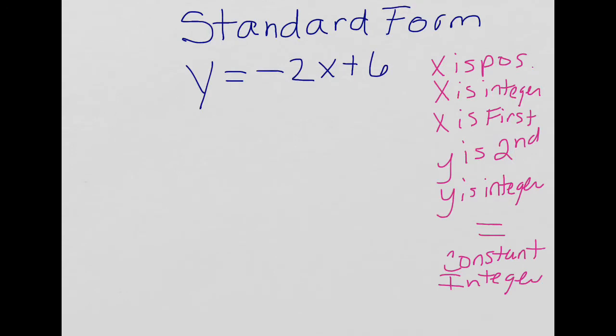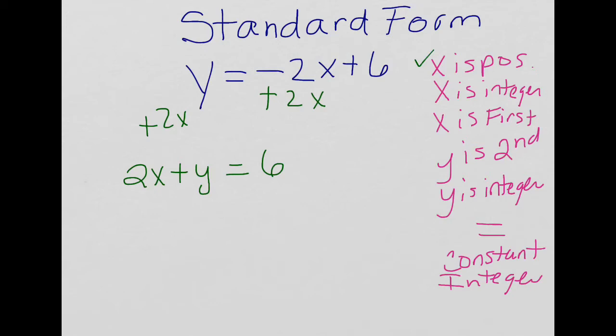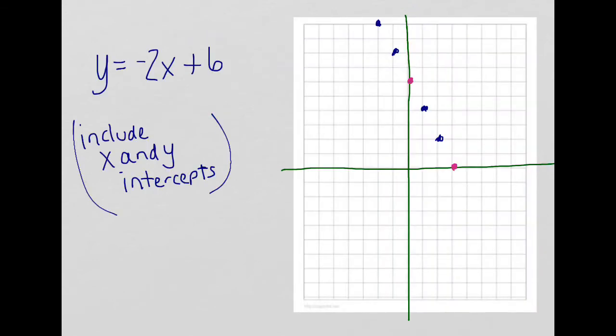Now we're going to take that equation and put it into standard form. We're going to go ahead and zero pair out the 2x. So it's going to be 2x plus y is equal to 6. And we're going to check to see if that is in standard form. The x is positive. The x is an integer. The x is first. The y is second. The y is an integer. I have an equal sign, and the constant is an integer. So I have done standard form correctly, and there is no GCF.